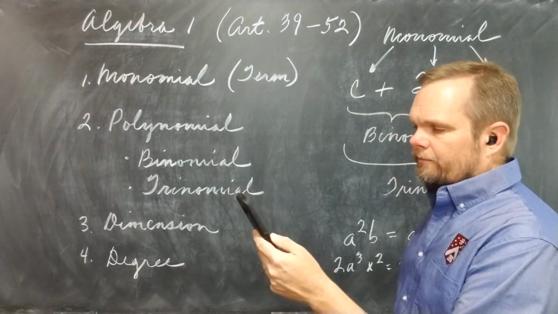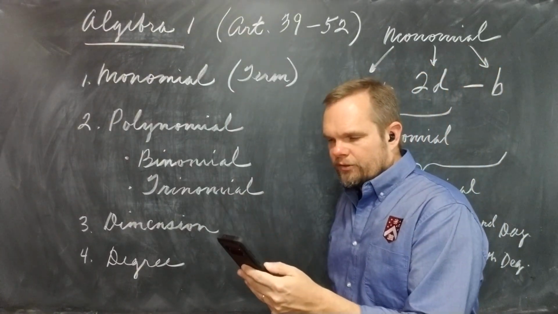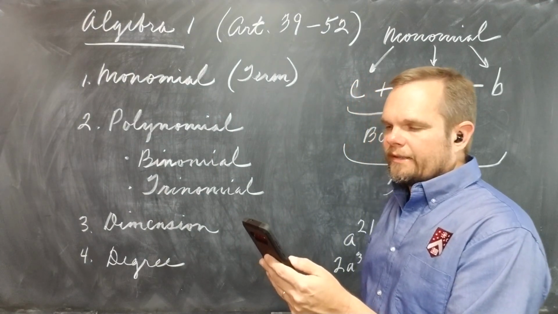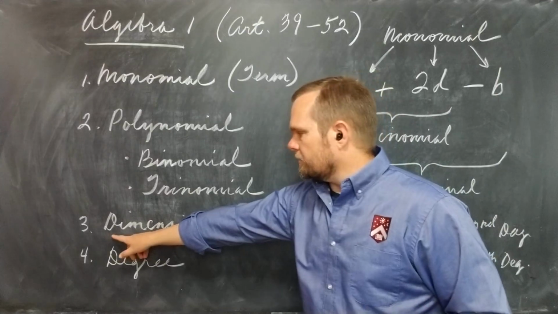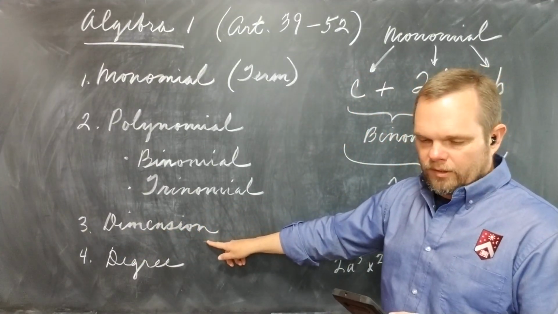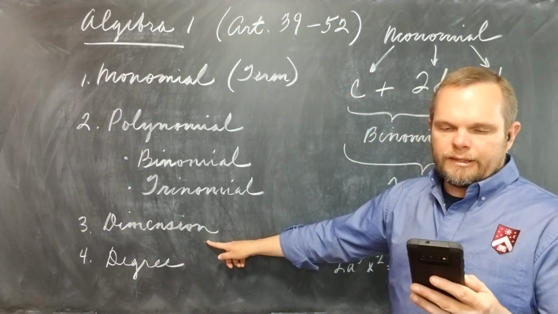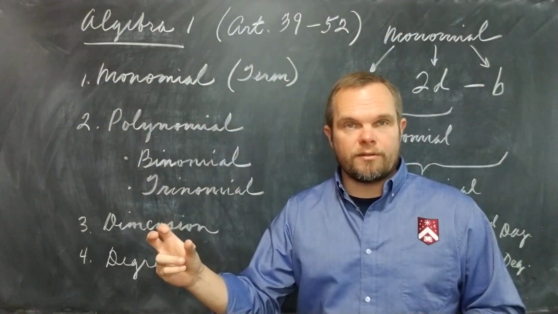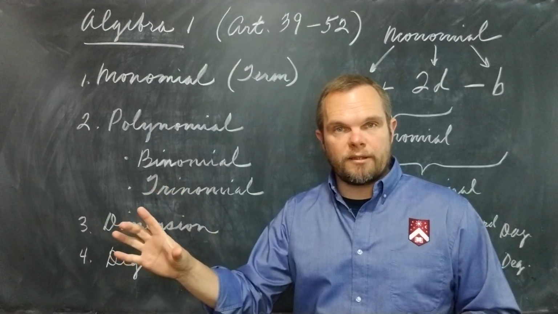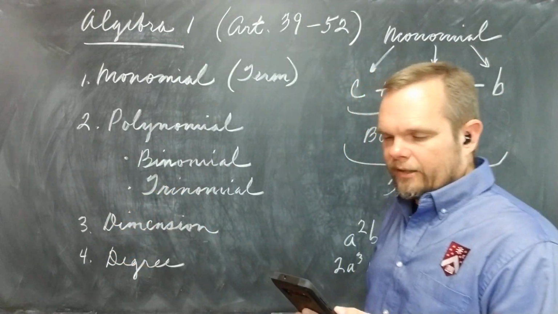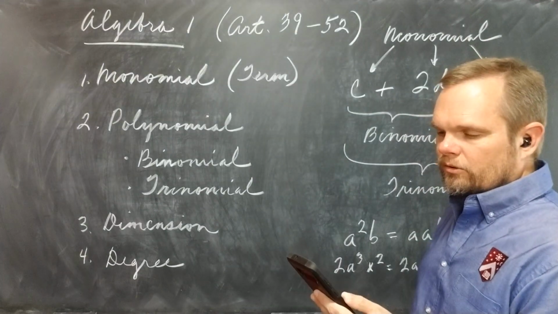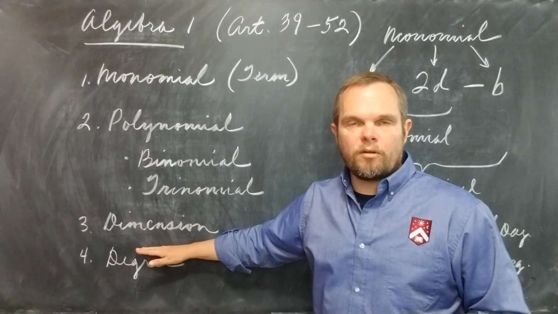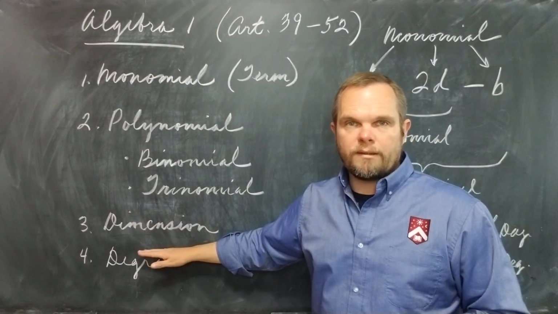Article 46. Each of the literal factors of any simple quantity or term is called a dimension. A dimension. Okay? Article 46. Each of the literal factors, the letters used in multiplying in a term. Each of the literal factors of any simple quantity or term is called a dimension. A dimension is any literal factor in a quantity or term.